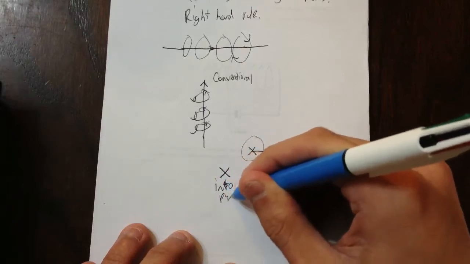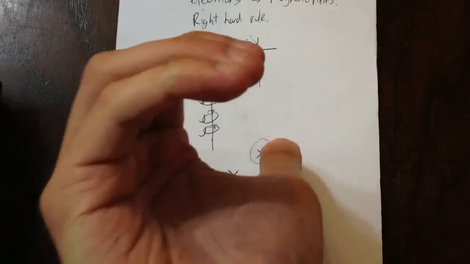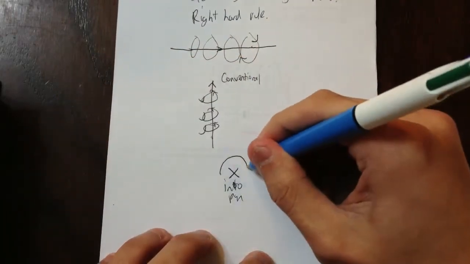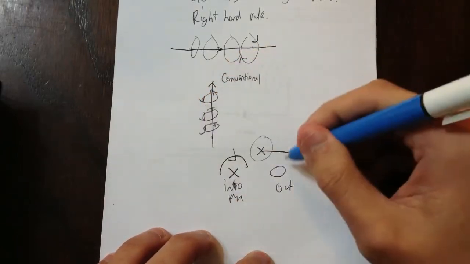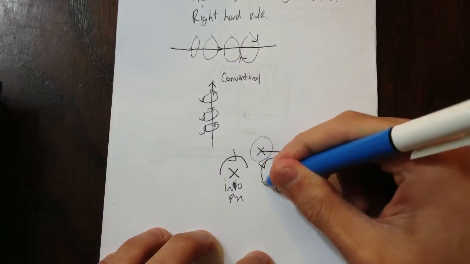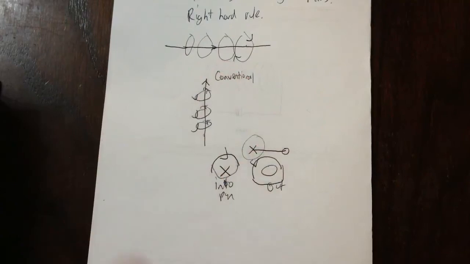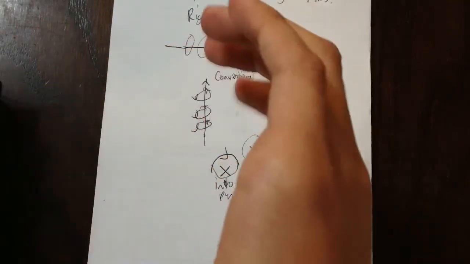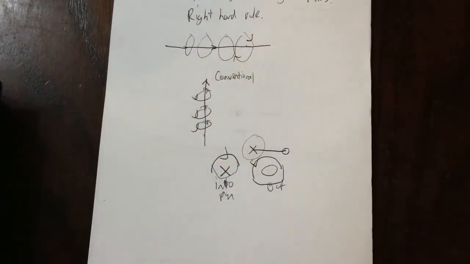Into page, out. So what will the fields look like for here? So into the page, our hands curl around this way. So the field would be going around this direction. Out of the page, our hand curls around this way. So it'll be going that direction. Okay, remember, always use your right hand. Even though you write with your right hand, it's very tempting to use your left hand. You can try and use your left hand and know it's reversed, but that's very confusing. Just use your right hand.